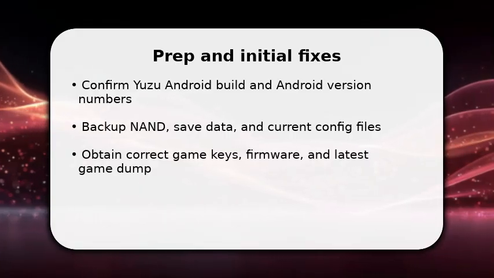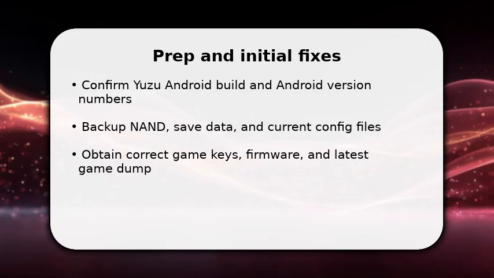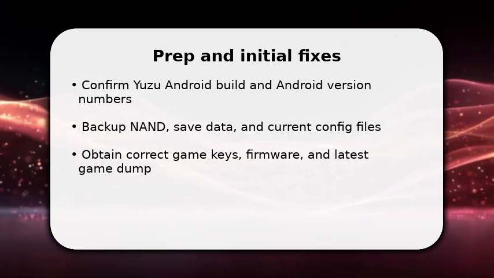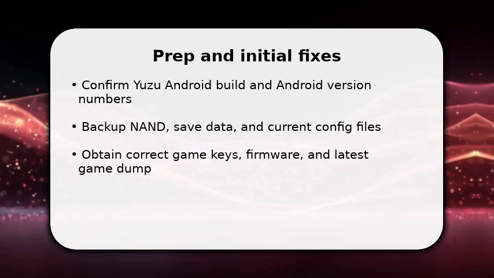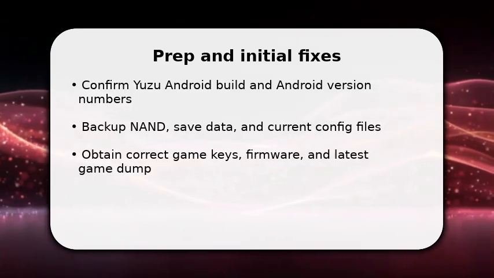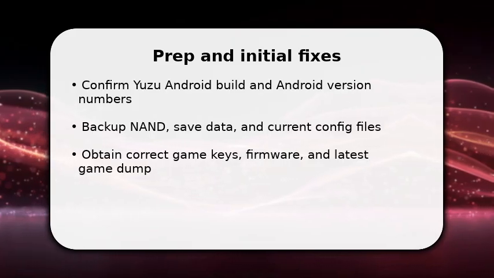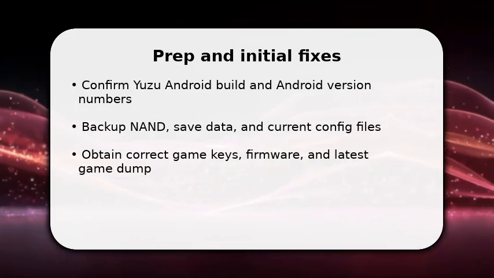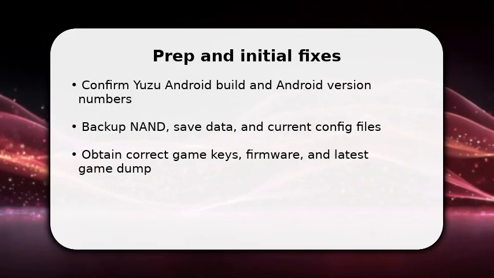You start by verifying your Yuzu Android build and Android OS level so you don't chase incompatible files. Once confirmed, backup NAND and all save data to avoid loss if you must reinstall. Then obtain the correct prod keys and firmware. Missing or wrong keys cause question mark titles.